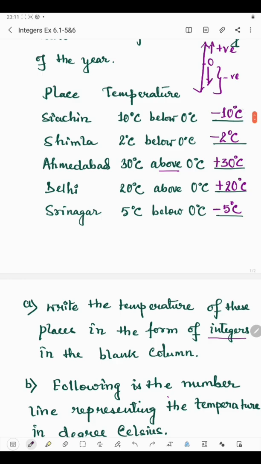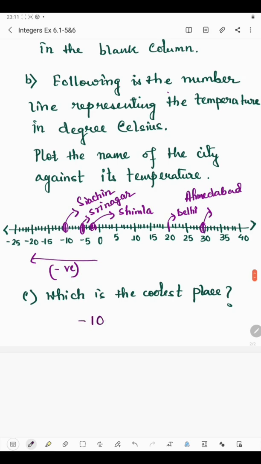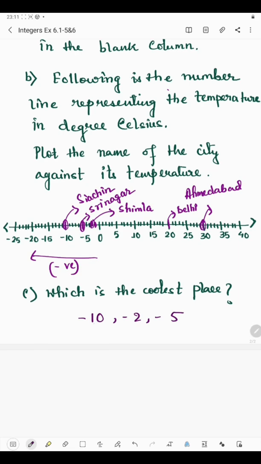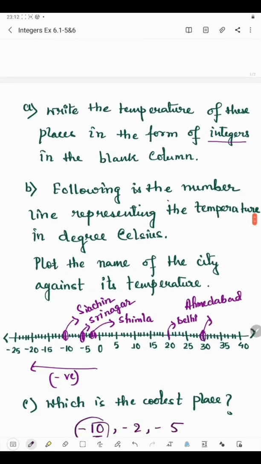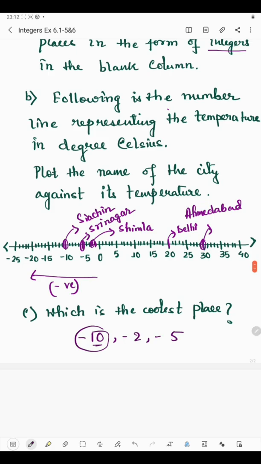Now here we have three negative integers, which are -10, -2 and -5. Among these, which is the smallest one? See here, in case of negative numbers, the one which seems greater, actually that is the smallest one. So here among these, -10 is the smallest negative number. So which is the coolest place here? -10 degrees Celsius is Siachen's temperature. So we'll write which is the coolest place. So it's Siachen. Okay.